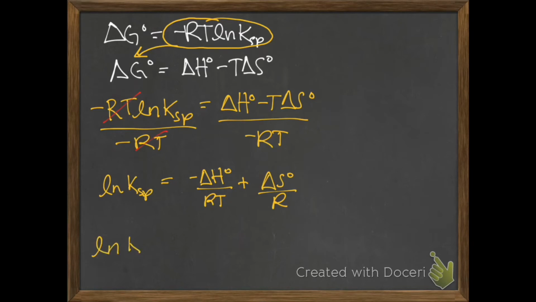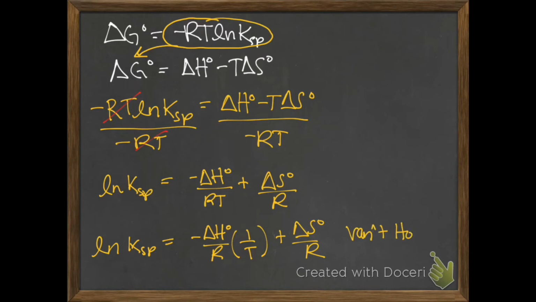This can be rewritten again as natural log of Ksp is negative ΔH° over R times 1 over T plus ΔS° over R. And this is what's called the van 't Hoff equation. And it is in the form of y equals mx plus b. We can graph some data in a certain form if we look at the equation, and we should get a straight line. So y is the natural log of Ksp, so that's what's going to go on the y-axis, and 1 over T in Kelvin is going to go on the x-axis, and that gives us a straight line.